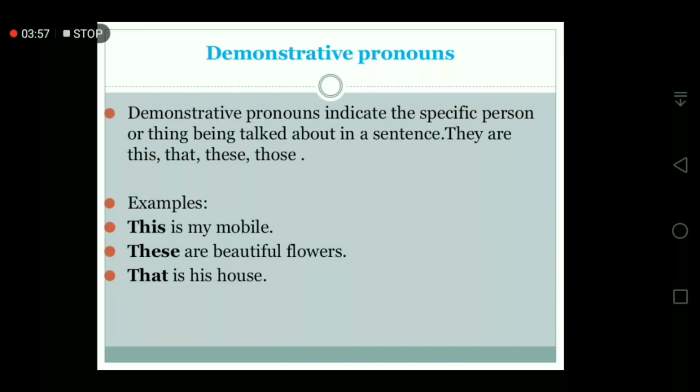Next, demonstrative pronouns. Demonstrative pronouns indicate the specific person or thing being talked about in a sentence. They are this, that, these, those. You can say, this is my mobile, meaning we are talking about one particular mobile. These are beautiful flowers. That is his house. This is my pen, this is my bag, that is yours, this is mine. These four words, this, these, those, that, are demonstrative pronouns.